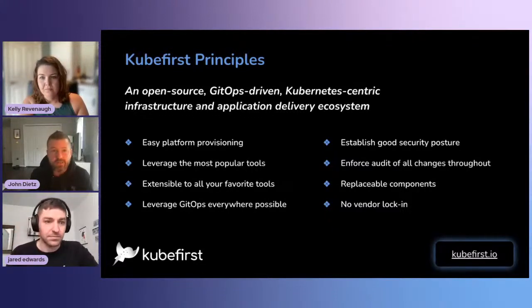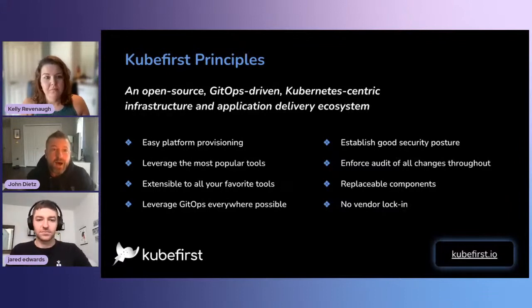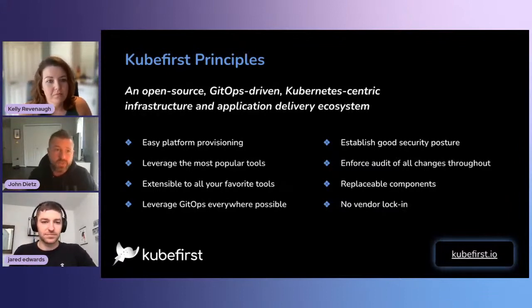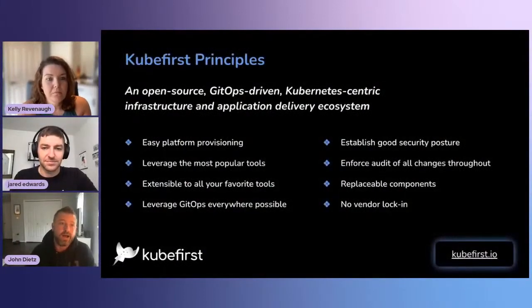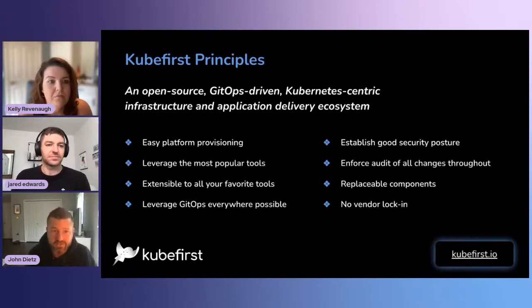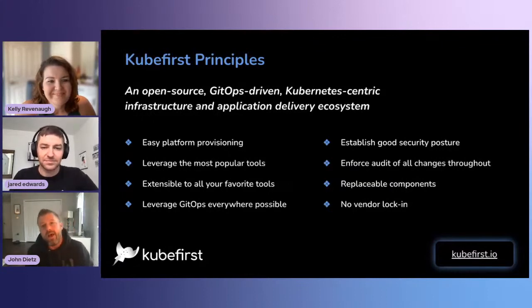We want to be leveraging the most popular tools, but the tool set that we choose for the Kubefirst platform might not have some of your favorite tools. We want to be sure that we're always accessible to all of your favorite tools as well. We do that by leveraging GitOps everywhere possible. Our architecture is very GitOps-centric. We happen to use Argo CD as our GitOps engine, but GitOps as a philosophy allows for extensibility in a really easy way. So we're excited about the angle that we're taking.